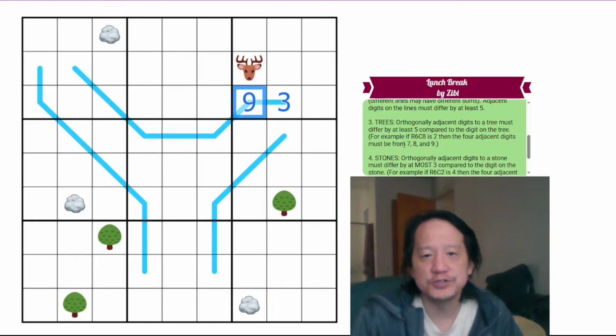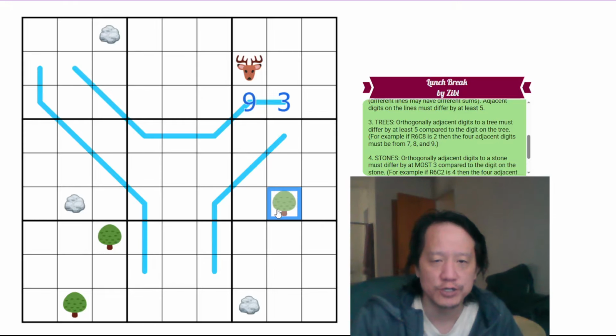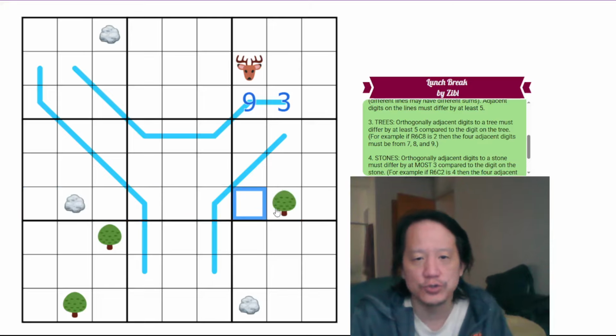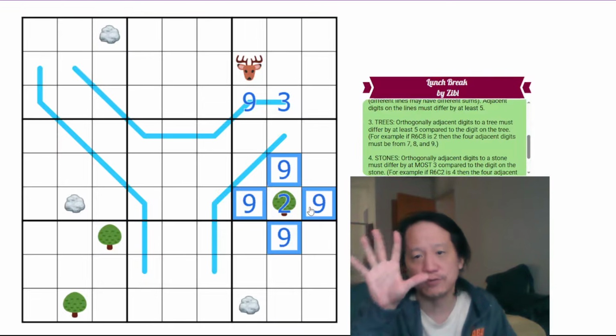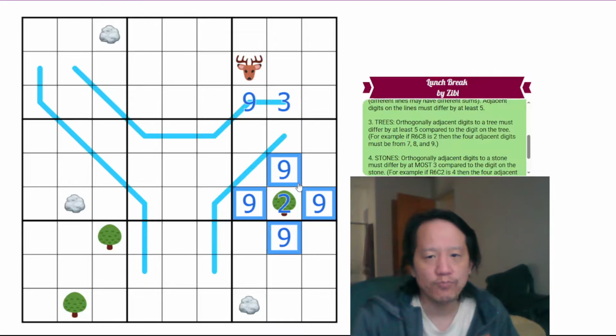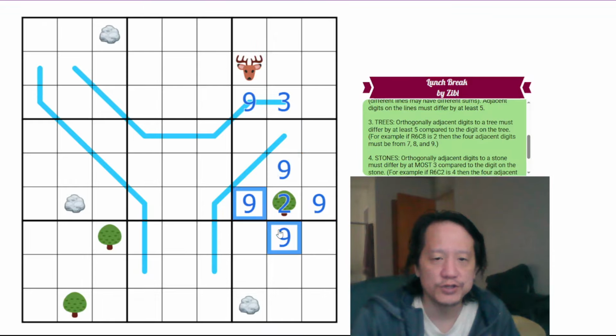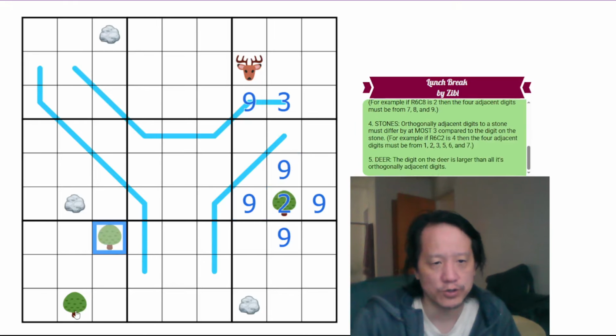We have trees, where orthogonally adjacent digits to a tree must differ by at least 5 compared to the digit on the tree. For example, if row 6, column 8 is a 2, then the 4 adjacent digits must be from 7, 8, or 9, because those are the only digits which are 5 or more away from 2. Orthogonally adjacent just means sharing an edge with that cell. So that's the reason why these 4 cells must be from 7, 8, or 9. And that's how trees work.